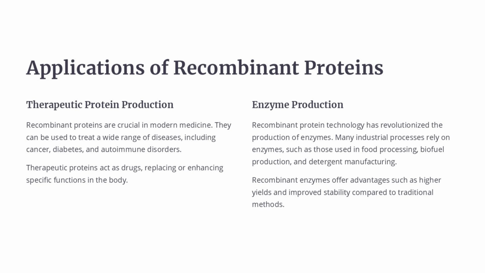Recombinant protein technology has also revolutionized the production of enzymes used in many industrial processes like food processing, biofuel production, and detergent manufacturing. Recombinant enzymes offer advantages over traditional methods, such as higher yields and improved stability. The ability to produce these important proteins and enzymes through recombinant technology has been a major advancement in both medicine and industry.